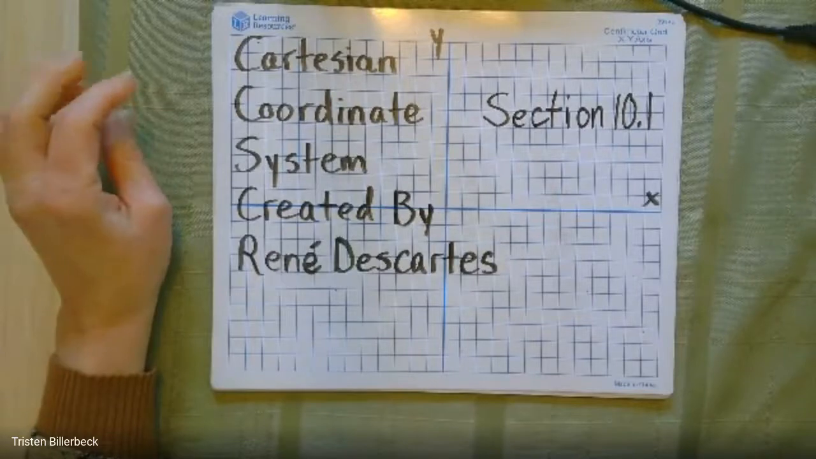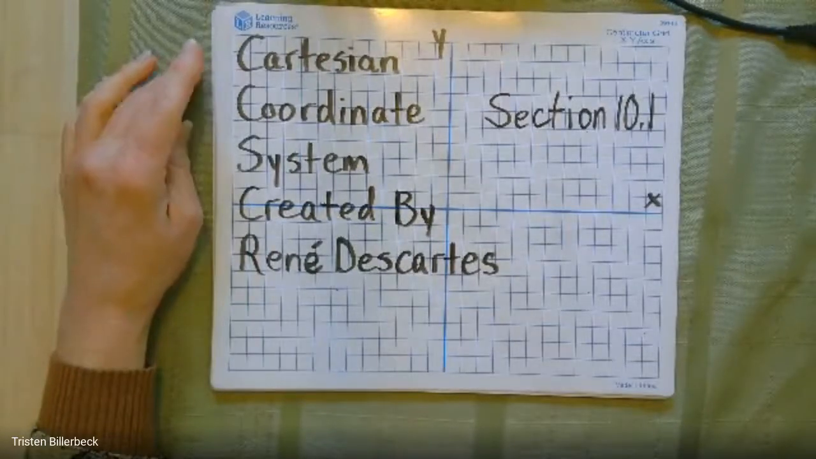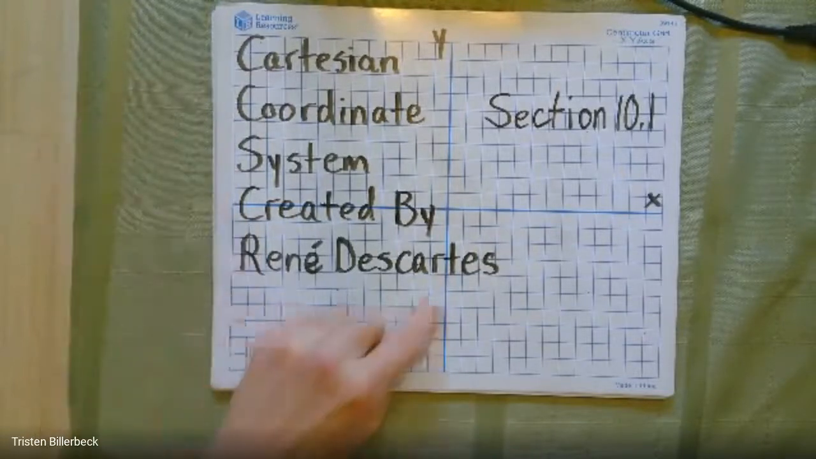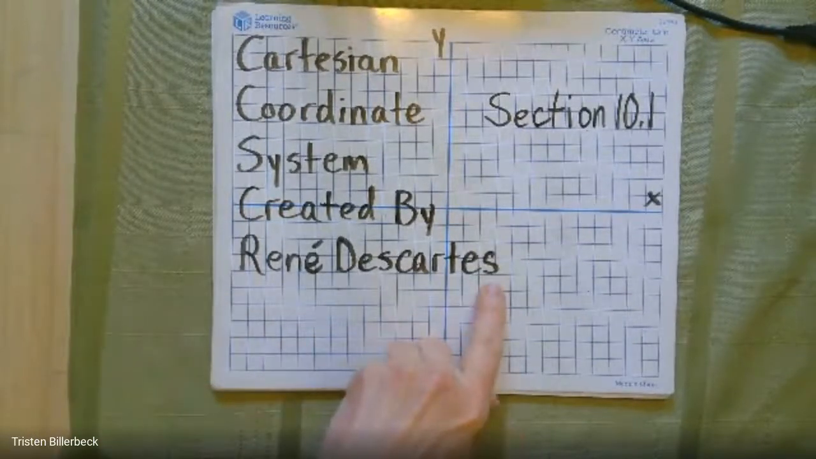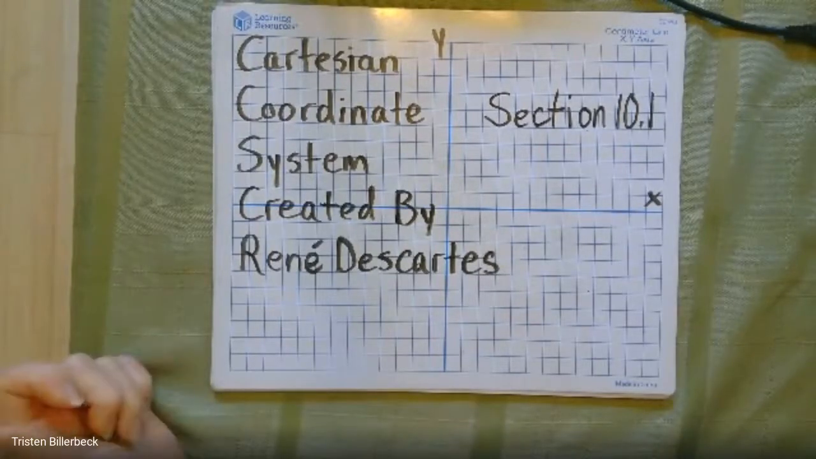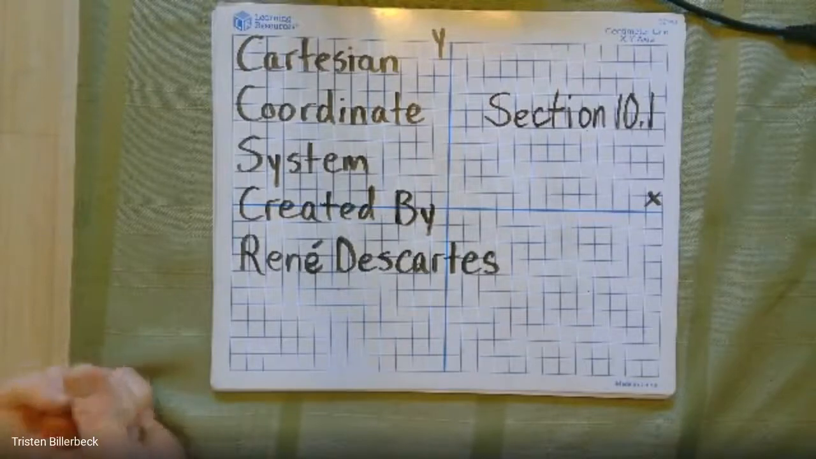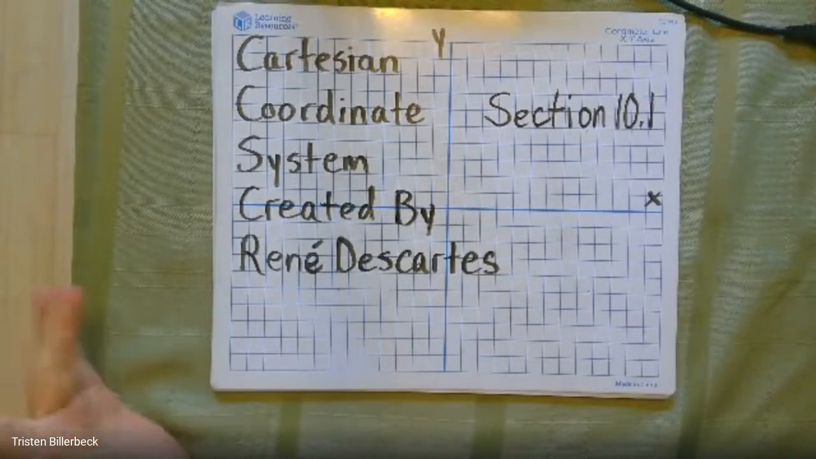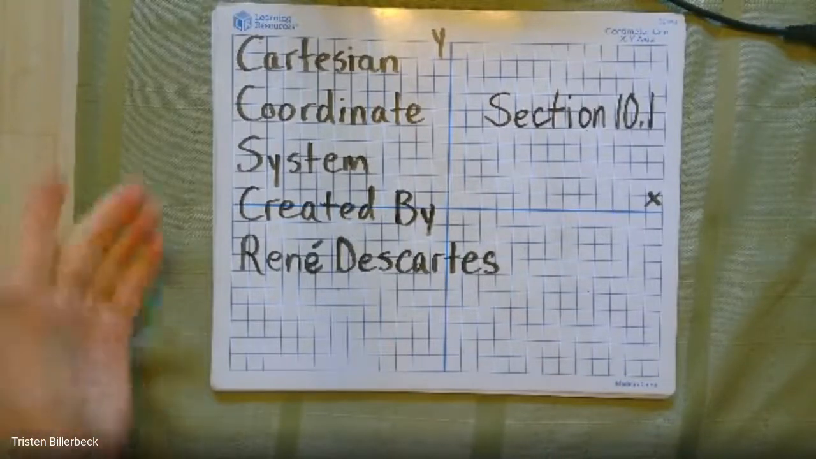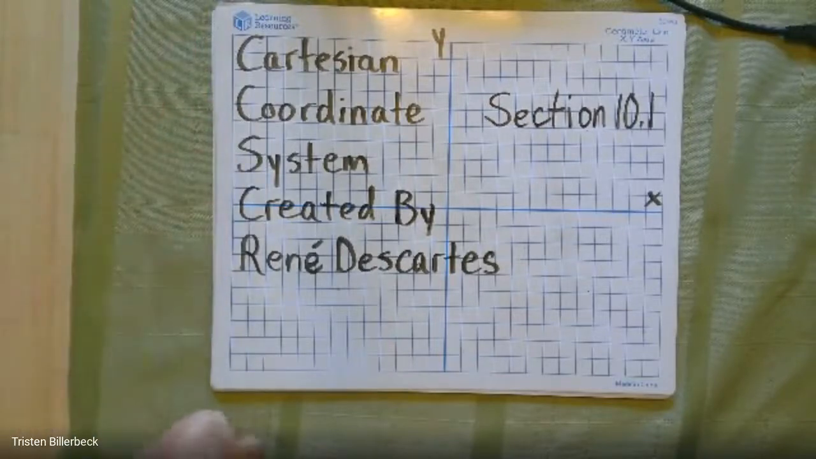Hello, this is Miss Billerbeck, and we're going to talk about the Cartesian coordinate system created by René Descartes. You don't pronounce the S because it's French. So he was a Frenchman, and believe it or not, he created this by watching a fly on the ceiling, and he wanted to know how to explain the location of where the fly was landing each time. So he came up with a very unique way called the Cartesian coordinate system.